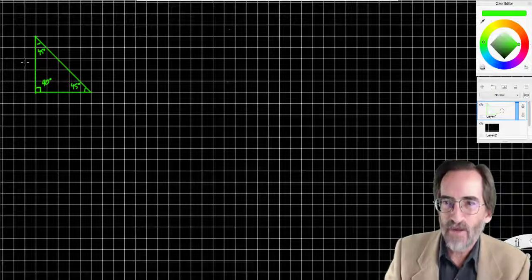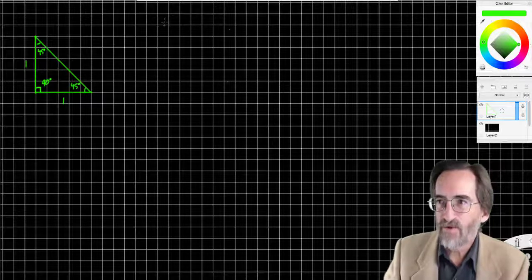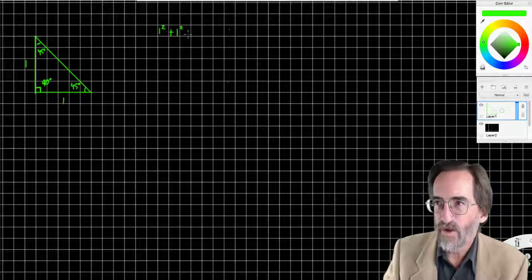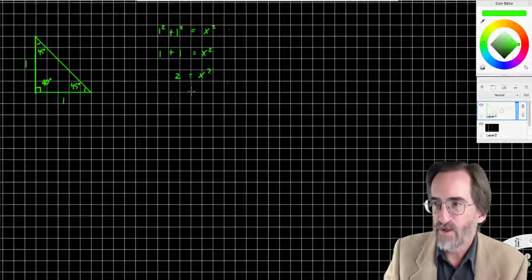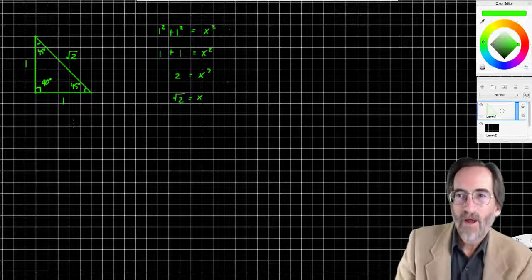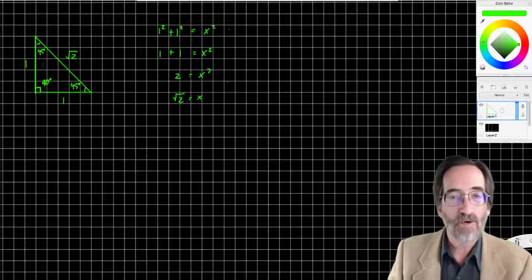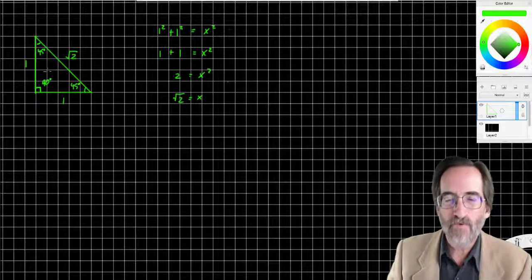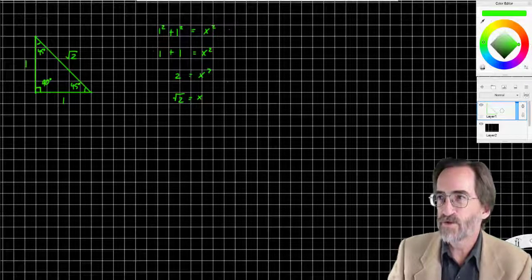And if the lengths of the sides, let's say the lengths of the sides are 1, then by the Pythagorean theorem, 1 squared plus 1 squared equals, we'll call it x squared. 1 squared is 1, 1 squared is 1, so 1 plus 1 is 2 equals x squared. And the square root of 2 is x. So the missing side is square root 2. Okay? And that's the proportion we're going to remember. Now all 45, 45, 90 triangles are proportional to this.